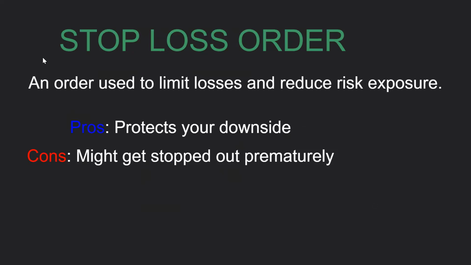And then the next type of order we'll be looking at is the stop loss order. Stop loss order is used to limit your losses and reduce risk exposure. Of course, we should know this. I'm sure we all know what a stop loss order does. It helps you to curtail your losses, to cap your losses, and fix a limit on the amount of money you're willing to lose in the market. The advantage here is that it protects your downside, and the disadvantage is that you might get stopped out prematurely, especially when you have not understood how to put stop loss.